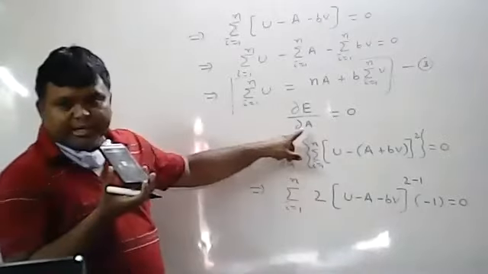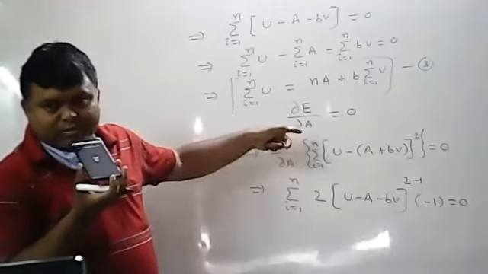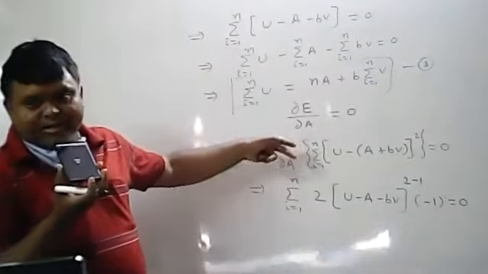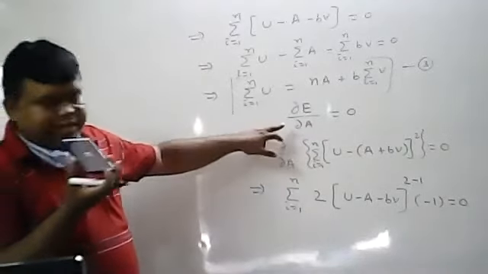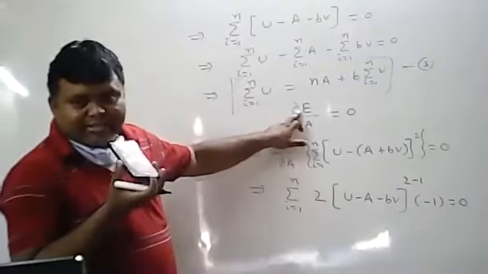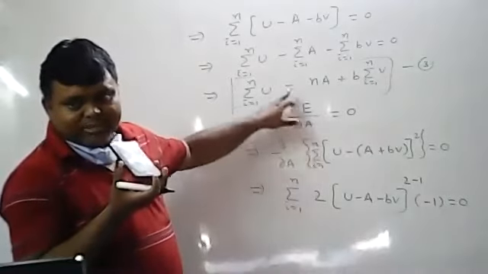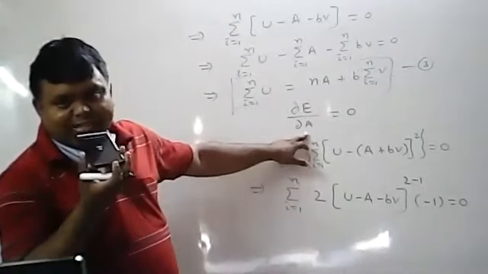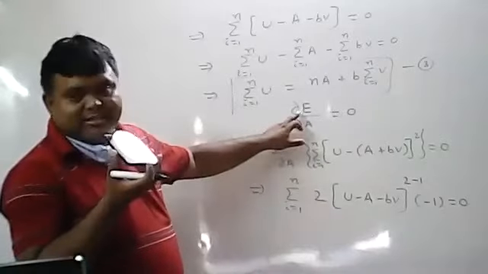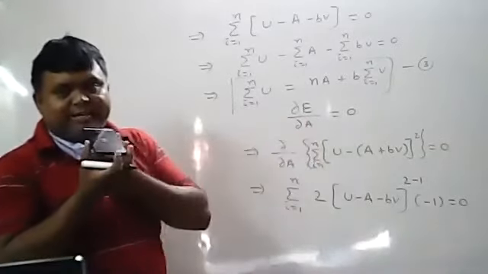So next what you have to do? Dou e by dou b. All of you are familiar with how to calculate the derivations now. So you can do it now. Next you have to consider dou e by dou small b. This is capital A, but another constant is small b. So next consider dou e by dou small b.